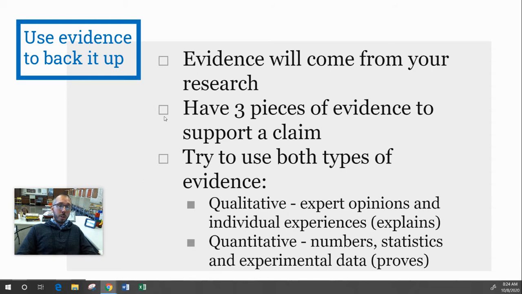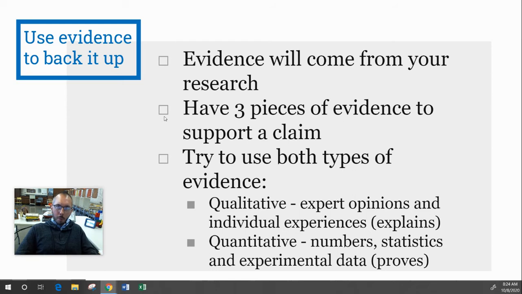We would also like you to try to use different types of evidence. Qualitative evidence are expert opinions and individual experiences that you get from research, so other people's individual experiences. They oftentimes explain or illustrate a main point.